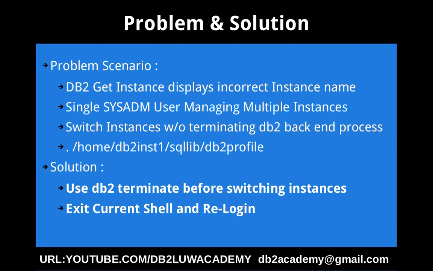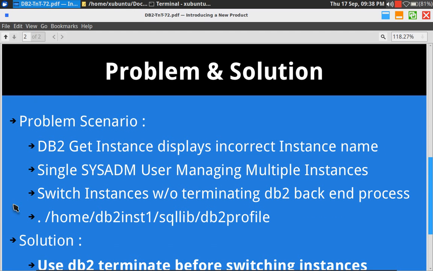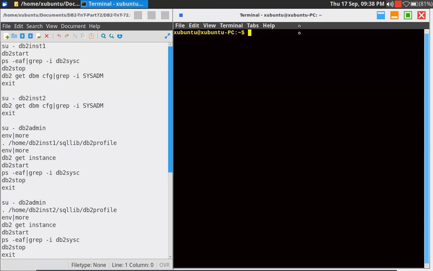Now, when you switch the instance without terminating the backend db2 process, you will find that the db2 get instance command displays an incorrect instance name. So the solution is to use db2 terminate before switching the instance, or the SYSADM user can exit from the login shell, log in again, and set the profile file of the instance you want to manage. Let us get into a demonstration so that it will be somewhat clear.